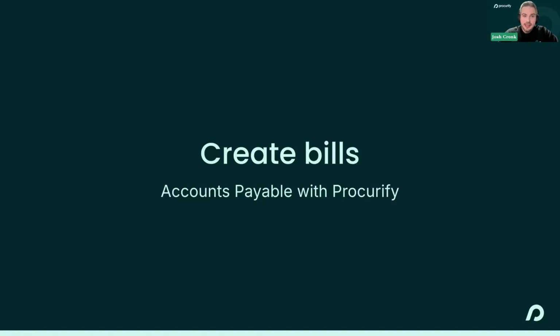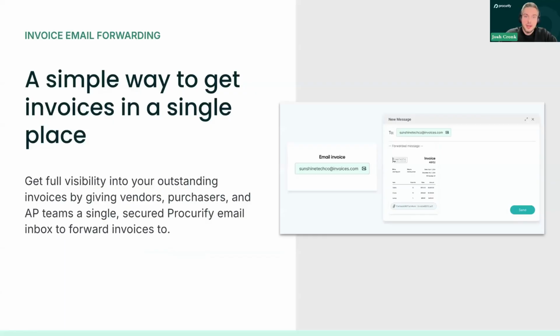Excellent. Thank you, Yishi. Okay, so let's start by going through how you can create bills in Procurify, and then we'll move on to how you can manage and pay them. So starting with creating bills, first off, you need to get the invoice itself into the system. At Procurify, we offer a secured inbox email address that is unique for every customer, where you can forward invoices directly from your typical email client. So whether that's Gmail or Microsoft Outlook, you can just forward those emails to that secured, unique email address.